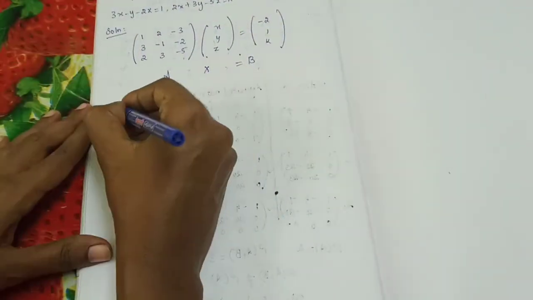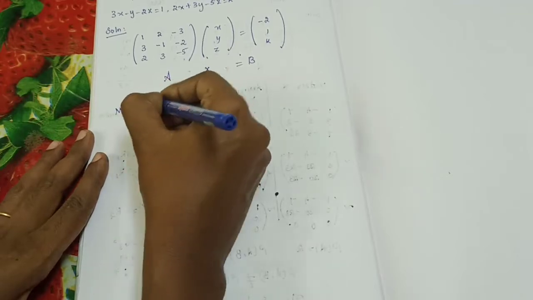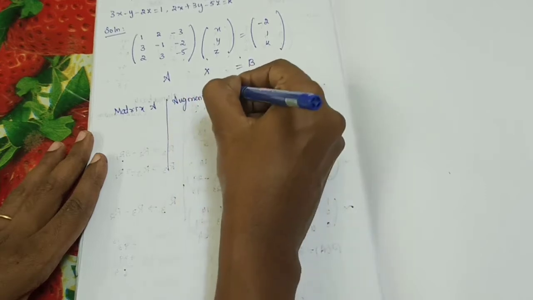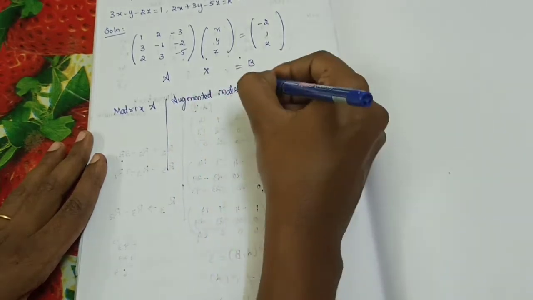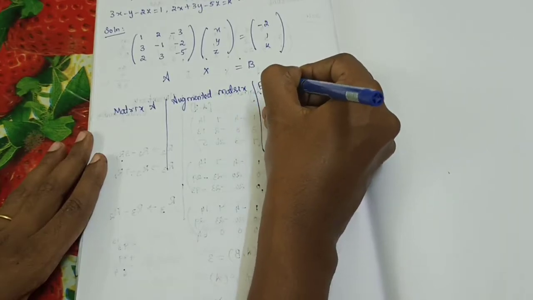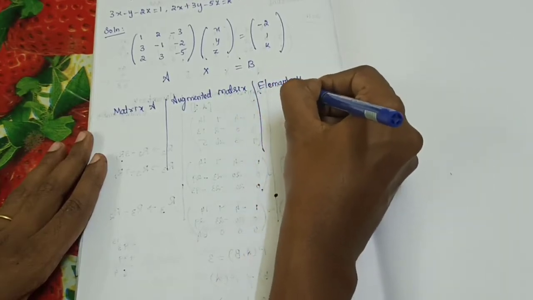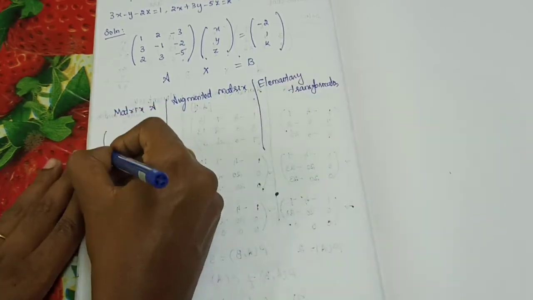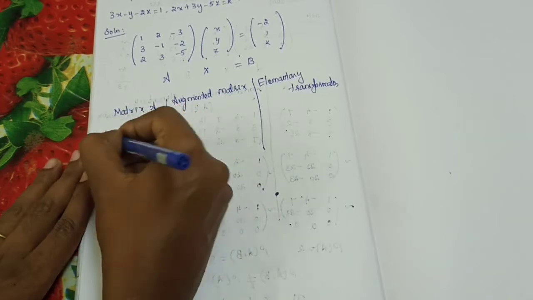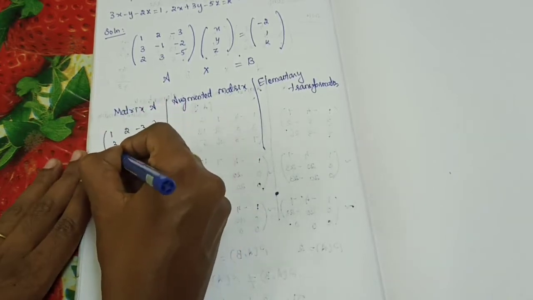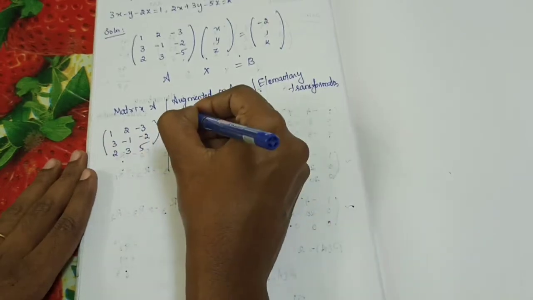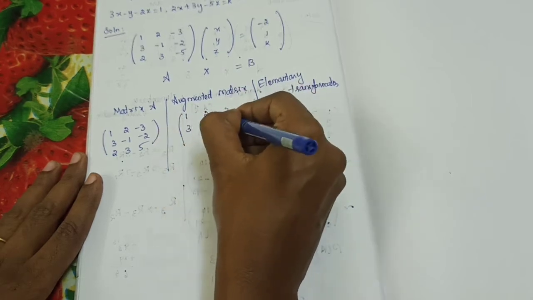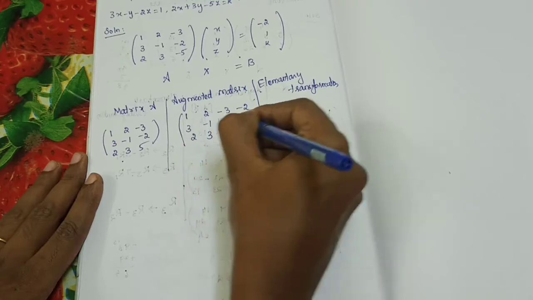Now matrix A. Next one is the augmented matrix. Next one is the elementary transformation. First I am writing matrix A here: 1, 2, minus 3; 3, minus 1, minus 2; 2, 3, minus 5. Then the augmented matrix: 1, 2, minus 3, minus 2; 3, minus 1, minus 2, 1; 2, 3, minus 5, k.